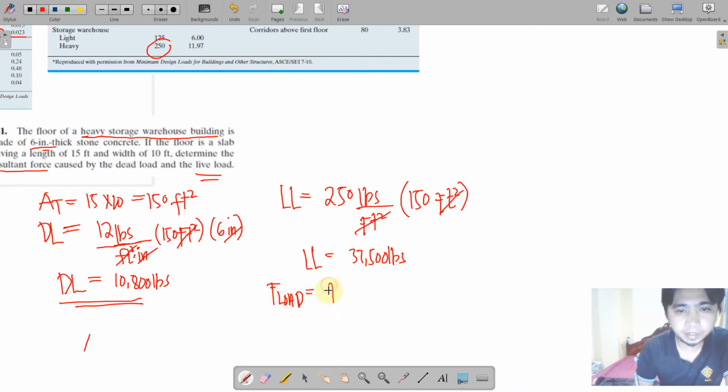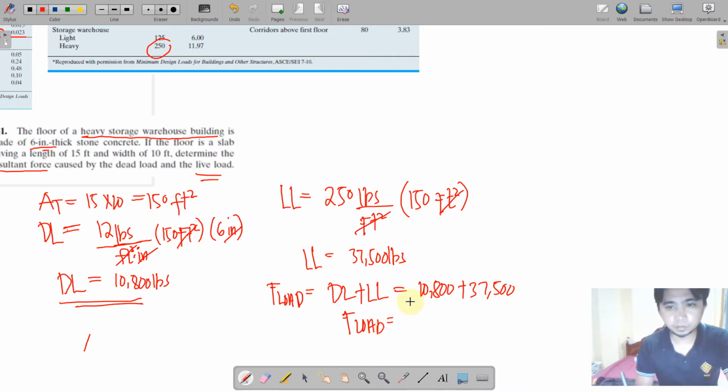So for the total resultant force, or the floor load, it is equal to dead load plus live load. That is 10,800 plus 37,500. We have a total floor load equal to 48,300 pounds. Okay, so this is for the first additional problem.